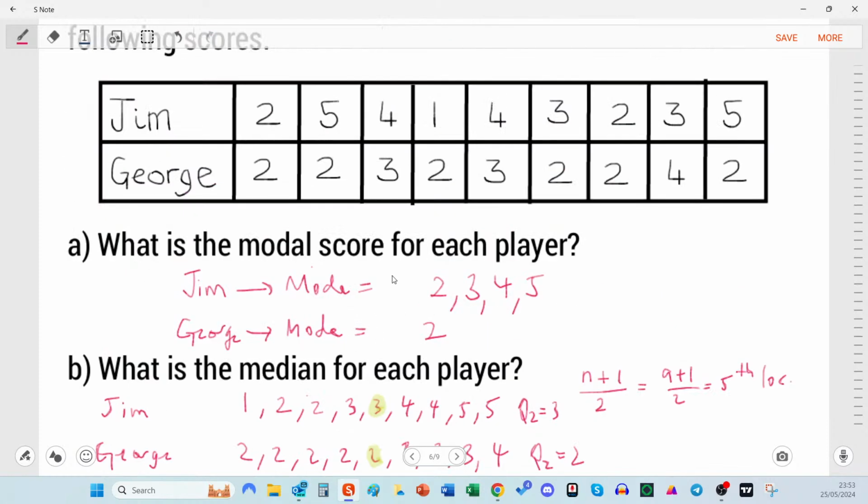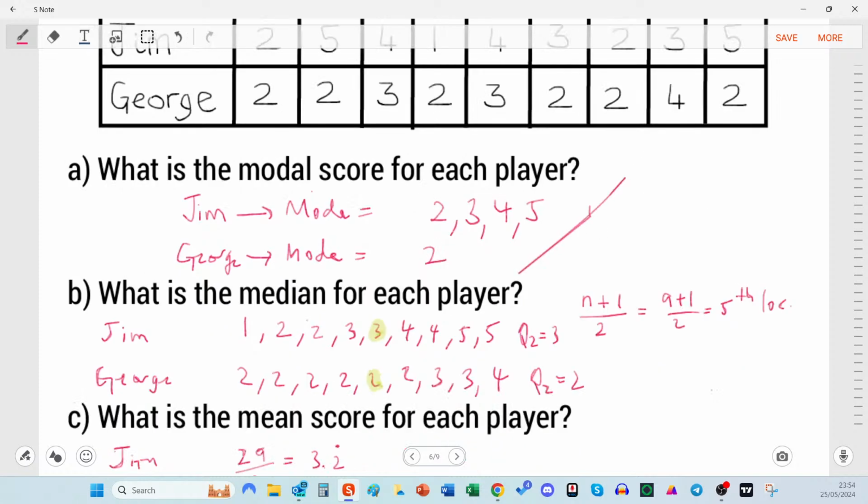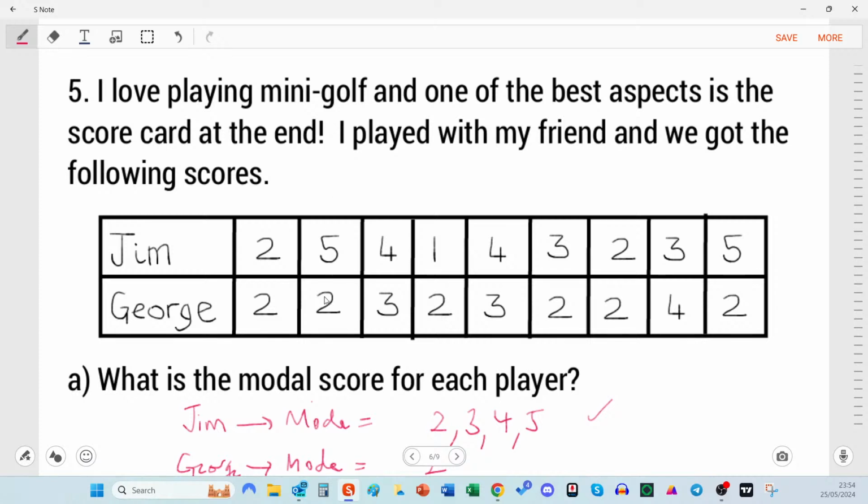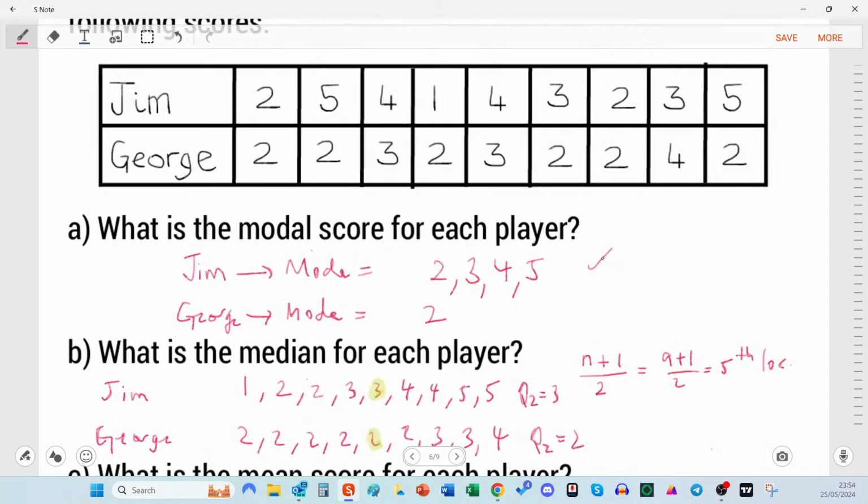Well, looking at the mode, it's a bit useless. They both have similar modes in one sense, but Jim has got more modes that are higher. So we tip on to say that maybe Jim is a better player here because he's got more frequently higher numbers. But what game is this? This game is golf. So actually, the quicker you do something, the better. So I'm going to say it's George.